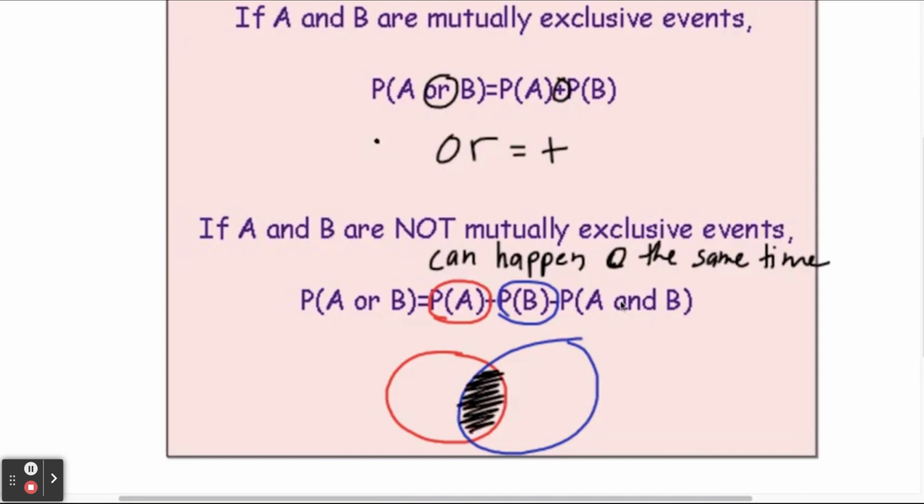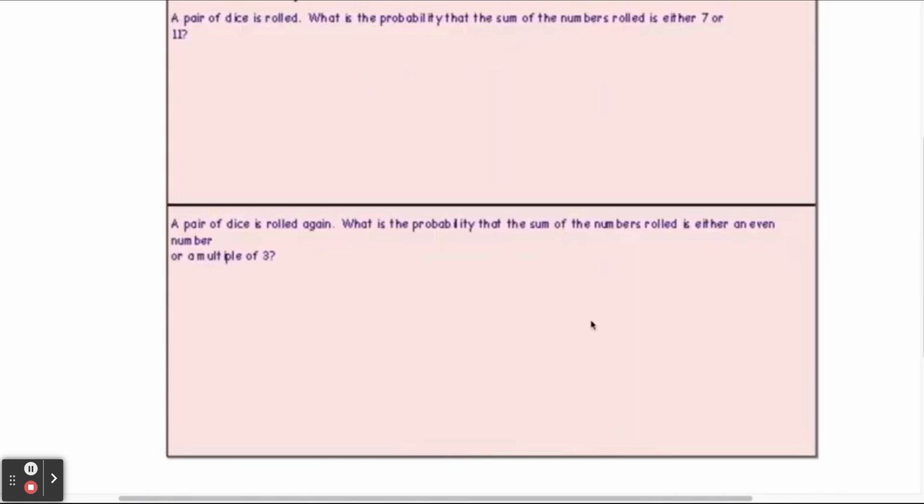Okay, so what we need to do if two events are not mutually exclusive is we need to subtract off the overlap. Okay, and the reason why we're subtracting the overlap is because what you're actually doing if you don't subtract is you're counting every possibility that's in the middle here. You're counting those possibilities twice. Okay, and we can't do that. We can only count them once. So then we subtract those out. Let's take a look at what that would look like with an example.